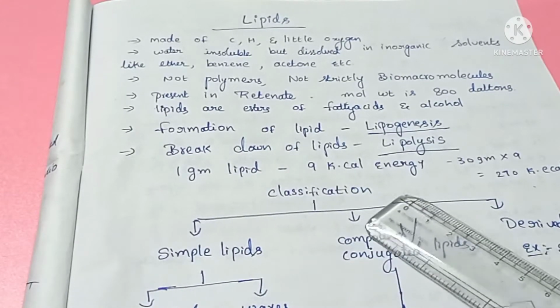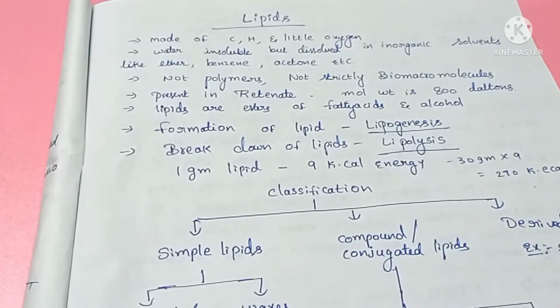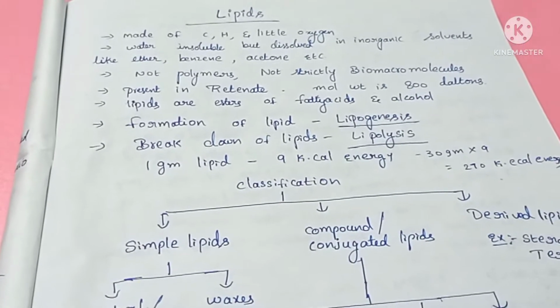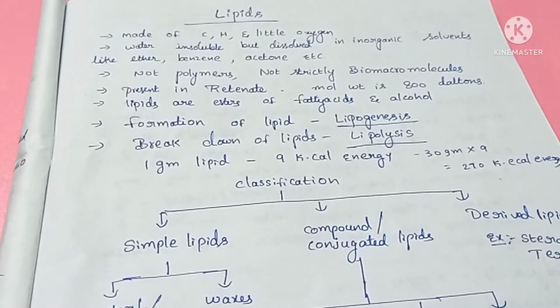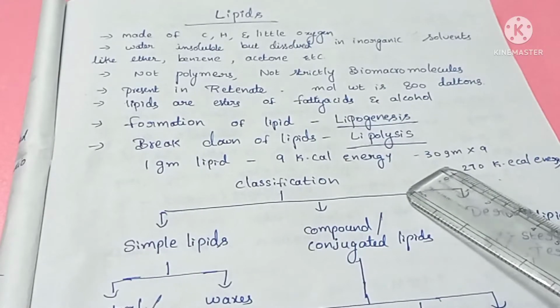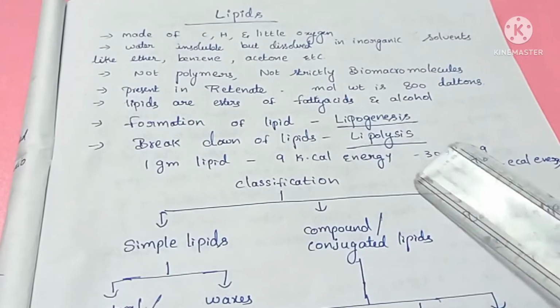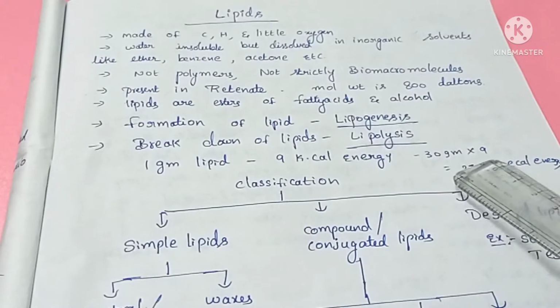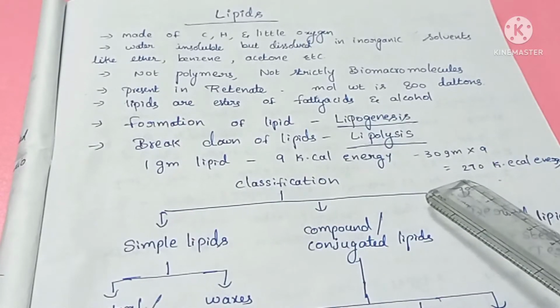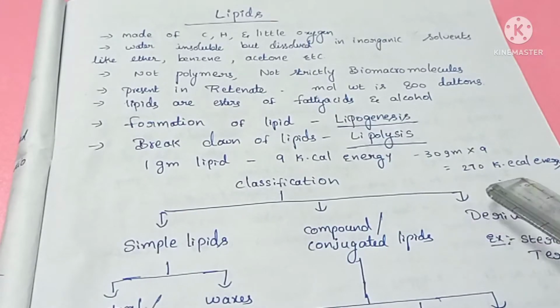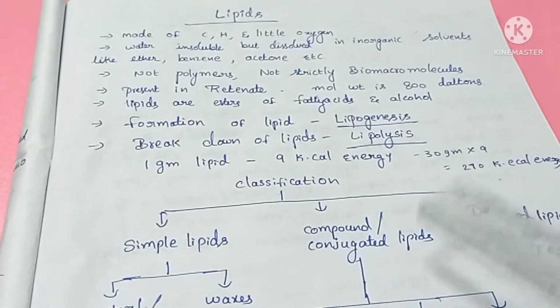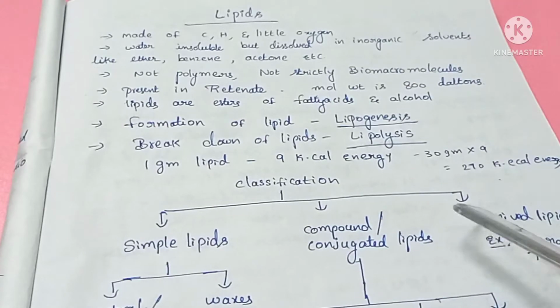How much energy do we get from the lipid? We get nearly 9 kilocalories of energy. For example, if we have taken 30 grams of lipid, how much energy will we get? That is 30 grams multiplied by 9, and we get 270 kilocalories of energy. And this is about the introduction part of the lipids.